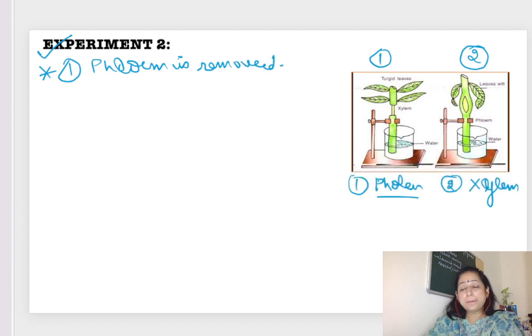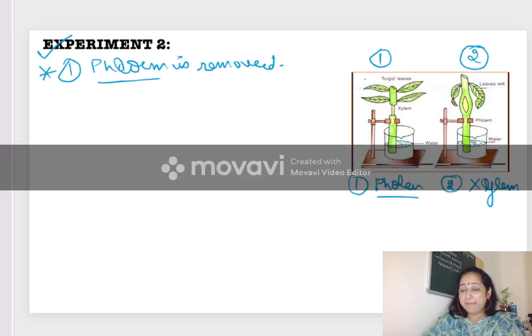Fine. So phloem part is removed here. So when phloem is removed, what is going to happen? Food will not be conducted because phloem is responsible for conducting food. So leaves, they have made the food, it goes down, but from here the food does not go down.